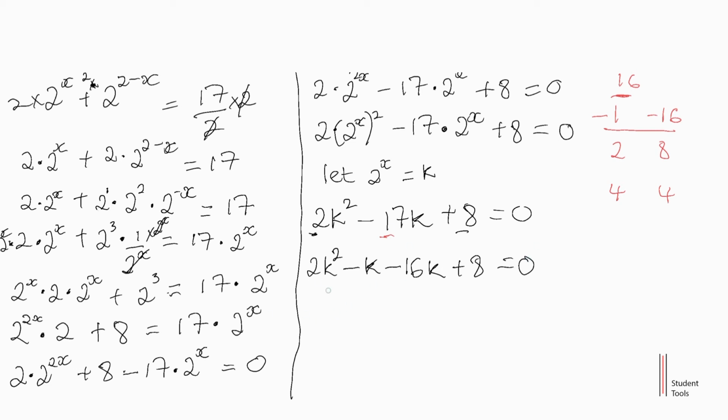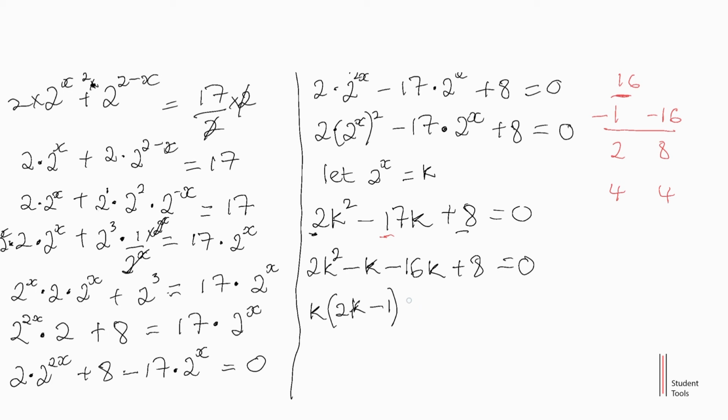Now we are going to factorize by grouping. We'll group the first two and the last two together. The common factor on the first two terms is k. So we'll factor out k, open a bracket. To get 2k squared, we will multiply k with 2k. And then to get minus k, we'll multiply k with a -1. Close the bracket.